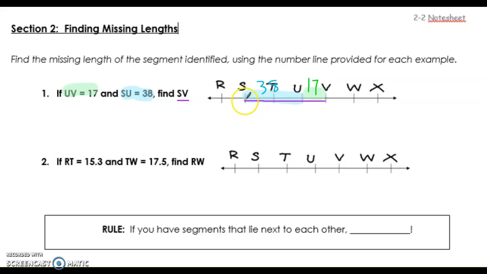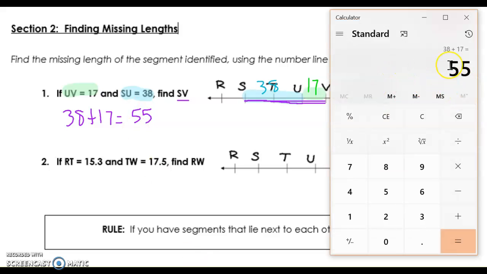So if I start at S, going on my blue section there, we know it's 38. Then moving on to V, I'm also including my green section, which is 17. So hopefully you can see that you would add those values together. So you have 38 plus 17. So SV would be 55. And again, go ahead and grab that standard calculator on your computer if you need to, or basic calculation can also be done on your phone.